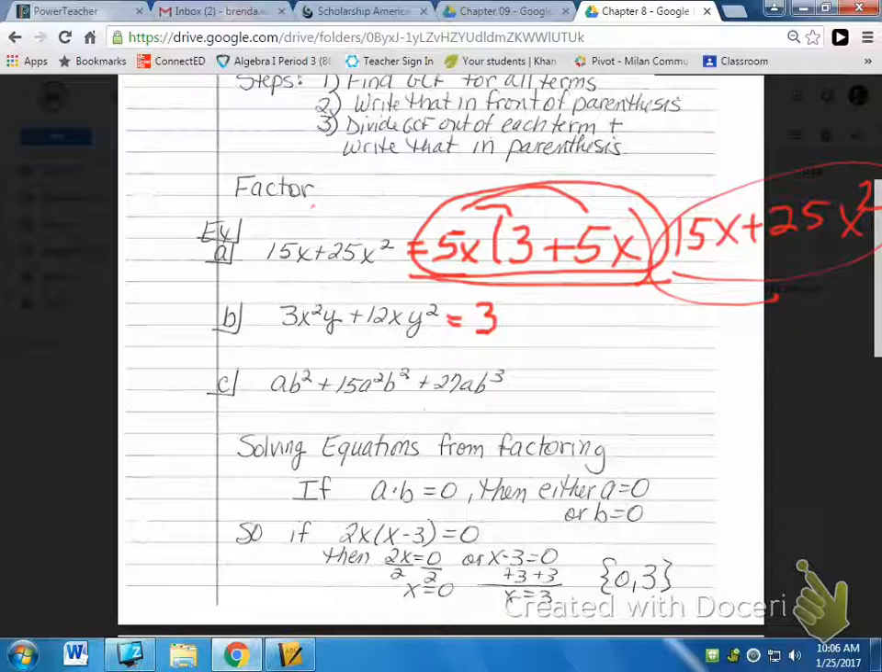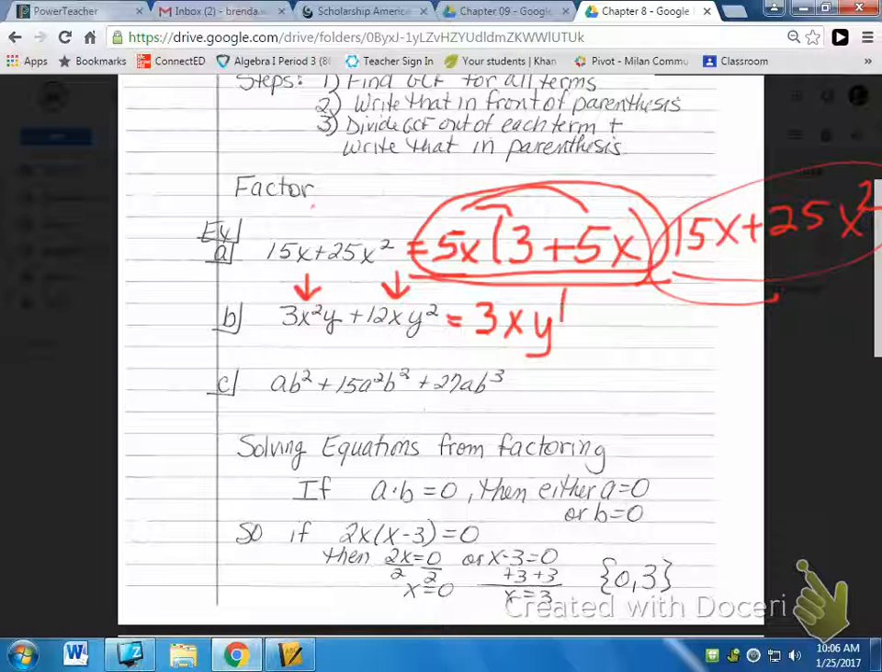Then you look at the x's. Well, the first term has 2 of them. The second one has 1 of them. How many am I going to take out, Jared? 1. Then you look at the y's. The first one has 1 y and the second one has 2. So how many am I going to take out? 1. You take out the least amount of the variable. So my greatest common factor is 3xy.